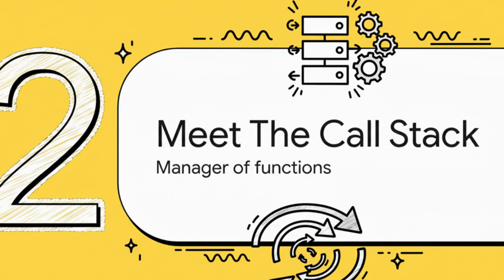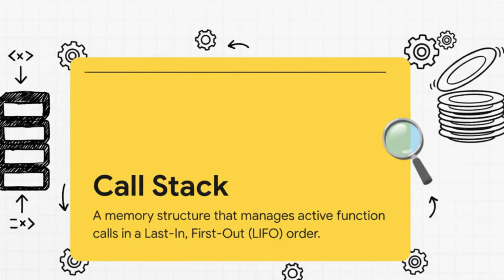The best way to think about the call stack is like an air traffic controller for your functions. It's managing every single takeoff and landing, which, as you can imagine, is absolutely critical when you're dealing with the complex flight path of recursion. Okay, so what is it really? At its core, the call stack is just a structure in your computer's memory that's keeping a list of all the functions that are currently active. But the key principle here, the thing that makes it all work, is last in, first out, or LIFO.